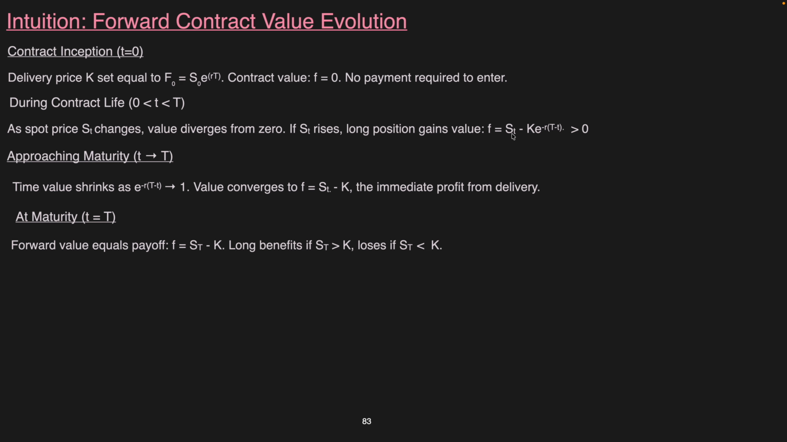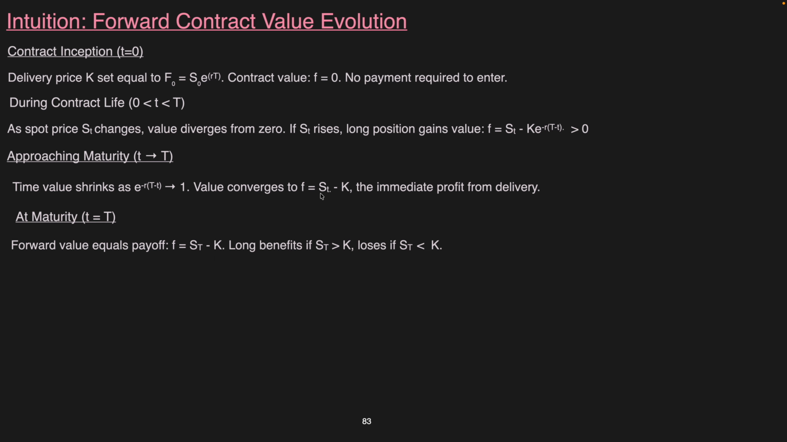So if S_t rises, the long position gains value, and if S_t reduces, the long position will lose value, because f is nothing but (S_t minus K) into e to the power of minus r into (T minus t). As we approach maturity, time value will shrink as e to the power of minus r into (T minus t) tends to 1. See, e to the power of 0 is 1. That's why when this value becomes smaller and smaller, the value of e to the power of anything will almost reach 1. So the value converges to f, which is nothing but S_t minus K, the immediate profit which you get from delivery.